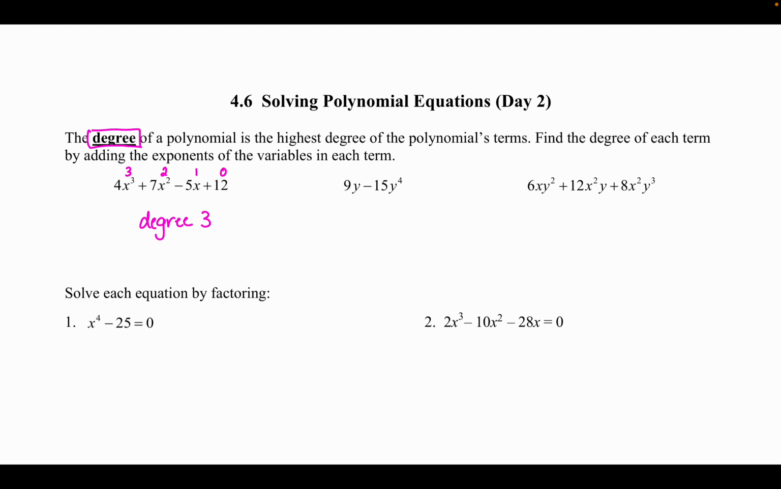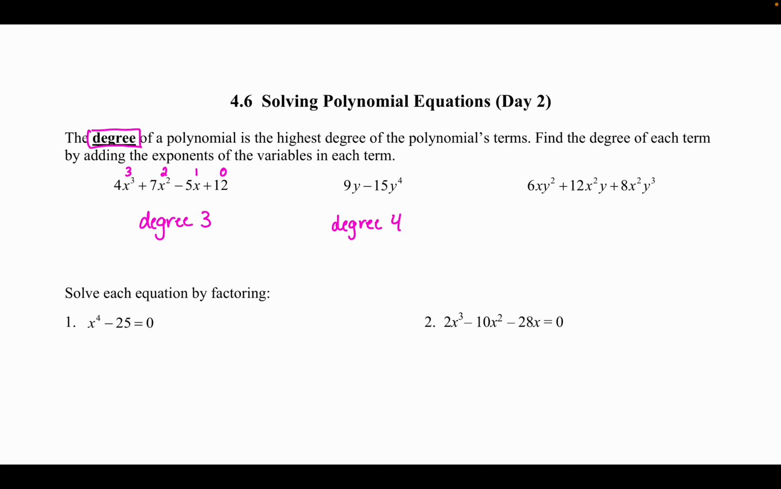For my next polynomial, it's very similar. You can see that the degree of the first term is 1, the degree of the second term is 4, so the degree is the biggest one. So here this is going to be a degree 4 polynomial. For both of these polynomials, you could just look at the exponents and see what's the biggest exponent, the highest exponent, and that's the degree.